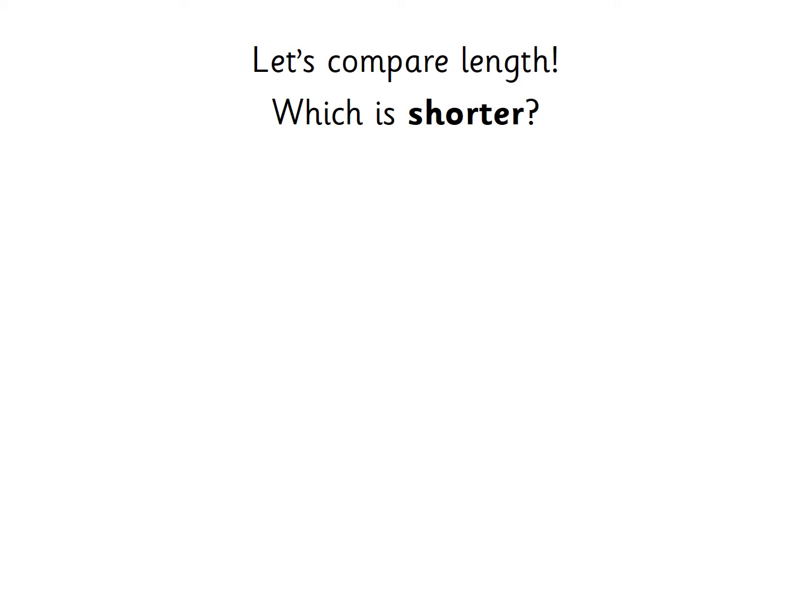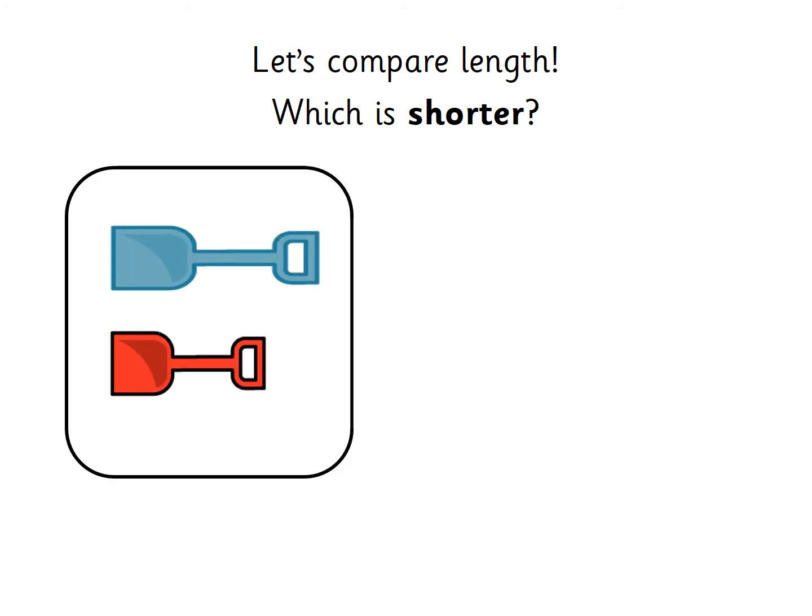Right, now we're going to compare the length, which is shorter. So not the tallest now, the shortest. Which one? Also the length, so they're laid down. The other ones was height because they were stood up tall. The length is laid down flat. So now we're going to compare the length, which is shorter.